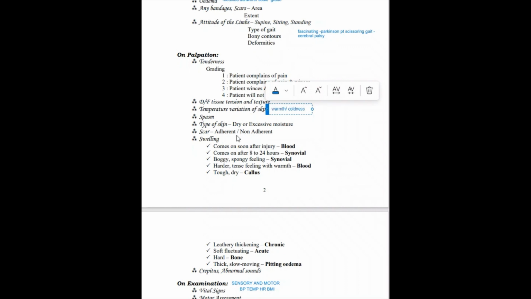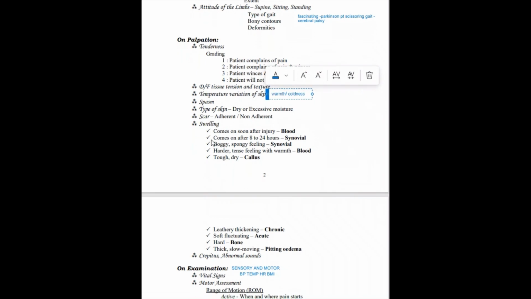Then you have to look for spasm. In cervical patients, you have seen that if there is any trapezitis or any muscle involved, we need to palpate so that we can see whether there is any spasm over the affected area or not. Then type of skin, dry or excessive moisture, you know this already. Then the scar is adherent or non-adherent.